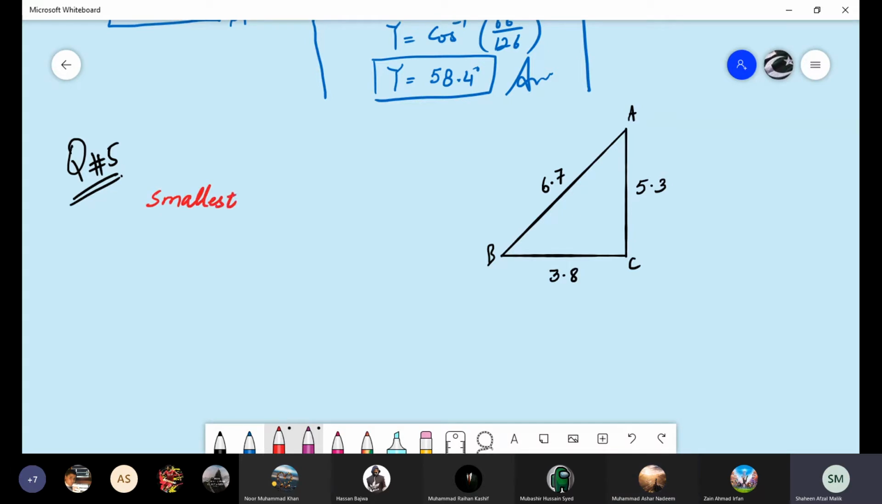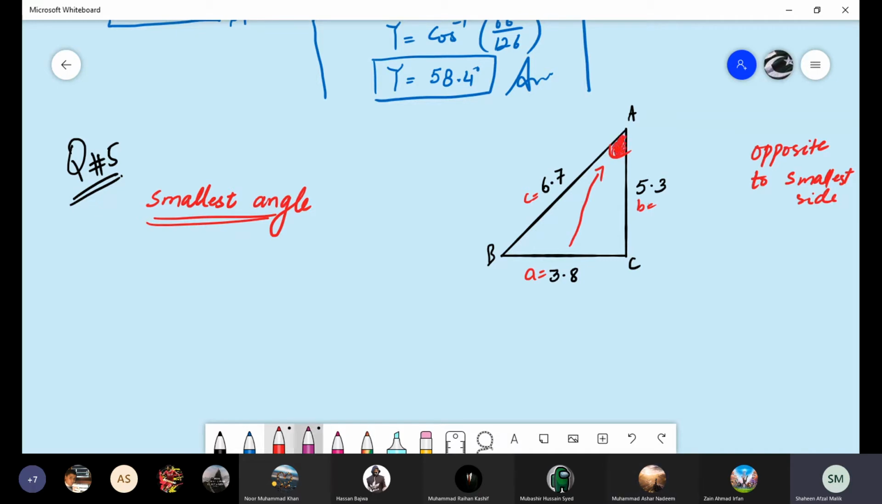Can you tell me where the smallest angle should be? Opposite to the smallest side. Very good. So which side is smallest? A, 3.8. We will write this as A, this as B, and this as C. So opposite to the smallest side, this is angle A. It means we have to find out angle A.